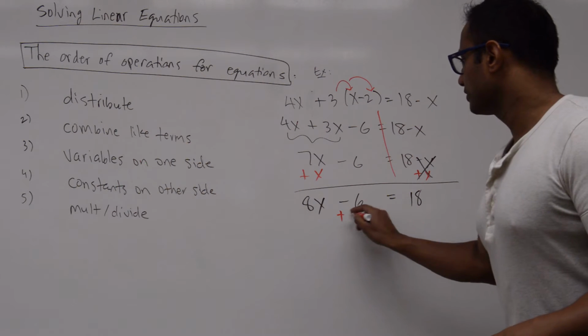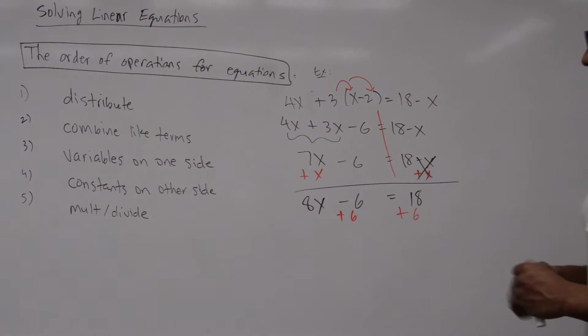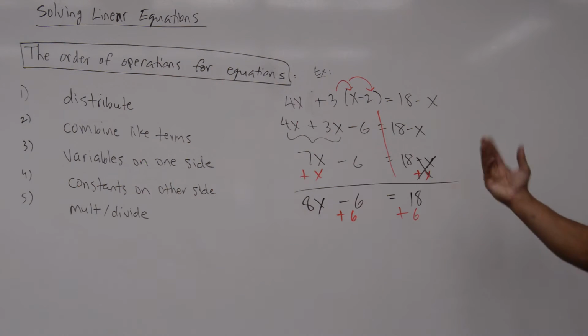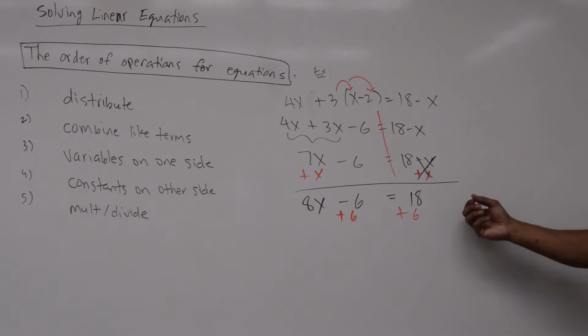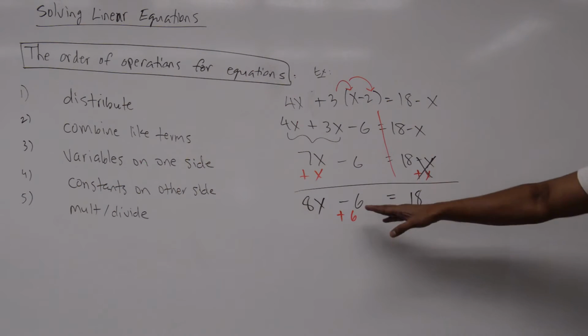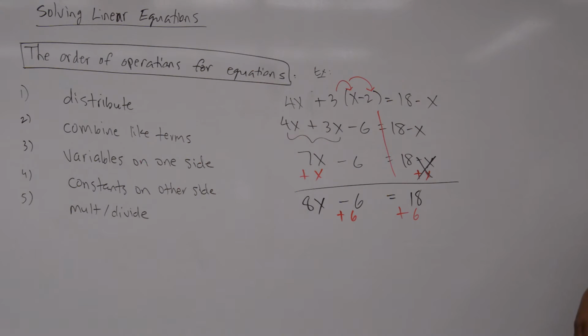Okay, then we're going to add 6 to both sides. You now move the constants to the other side. This is called a constant, by the way, because it doesn't have a variable attached to it. So it's always going to be 6. It's always going to be 18.